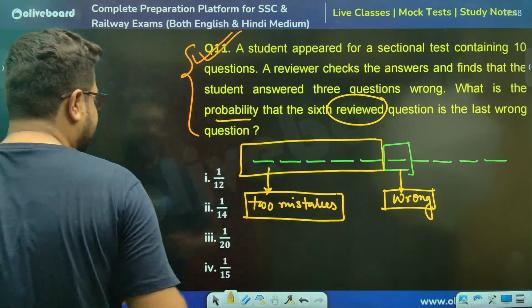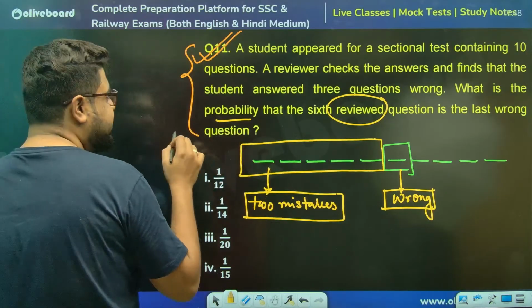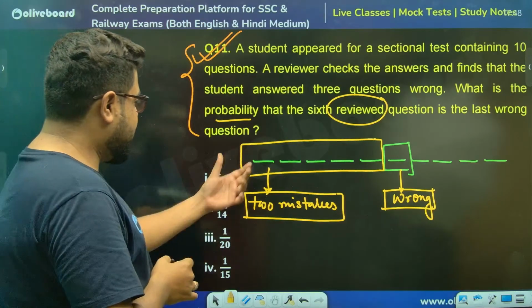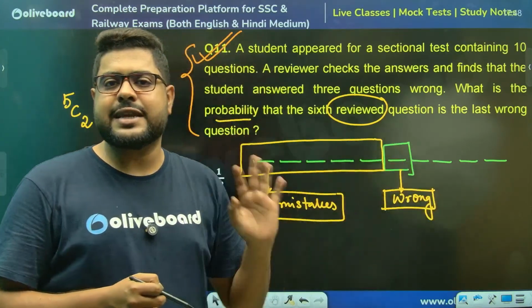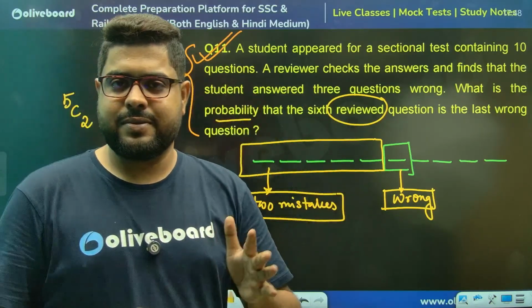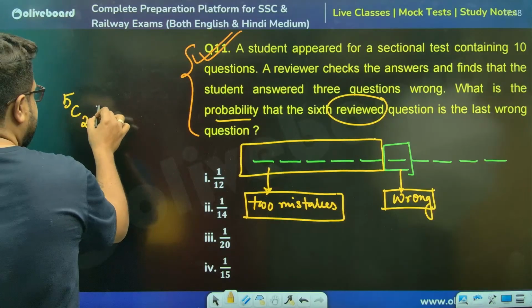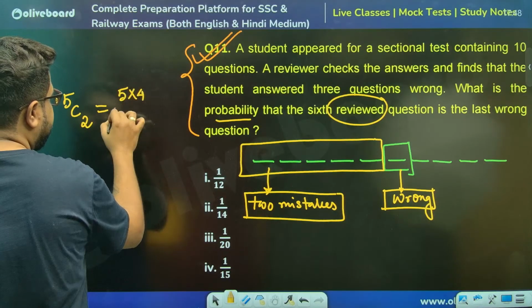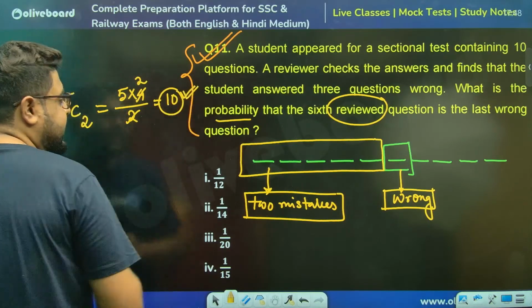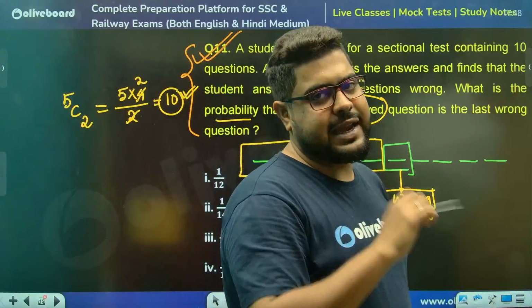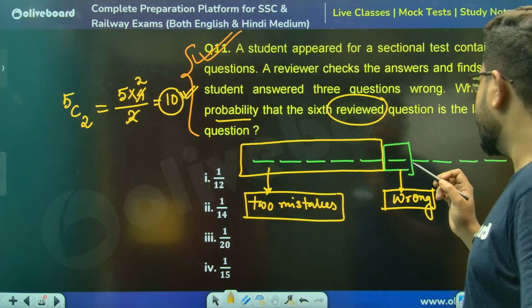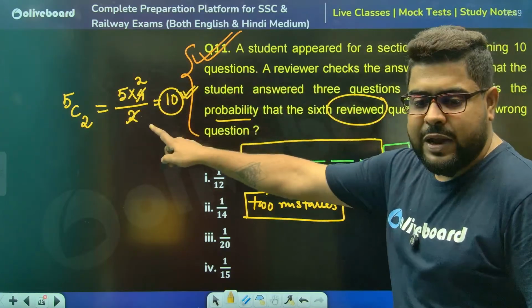So that is possible in how many ways? Sir, you will say 5C2, because out of these 5 places, any 2 questions can be wrong. So 5C2 means 5 into 4 divided by 2, which is 10. That means it can happen in 10 ways. Correct, sir? And this is the preferred outcome.